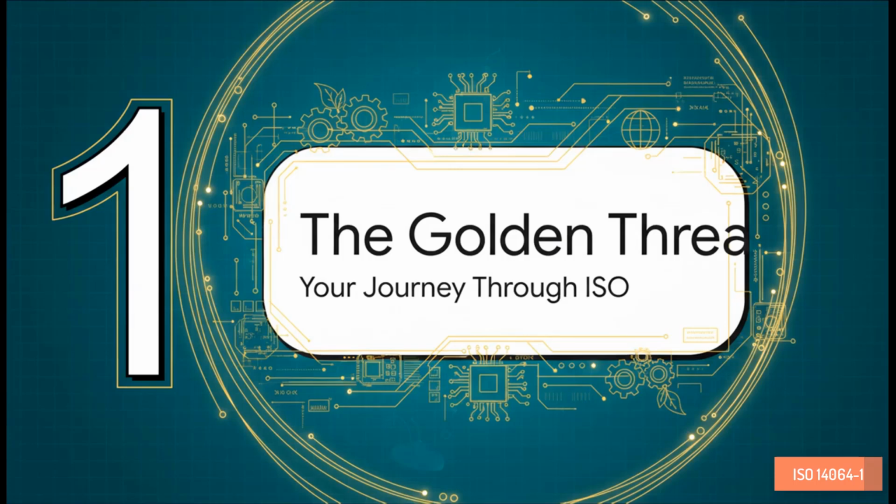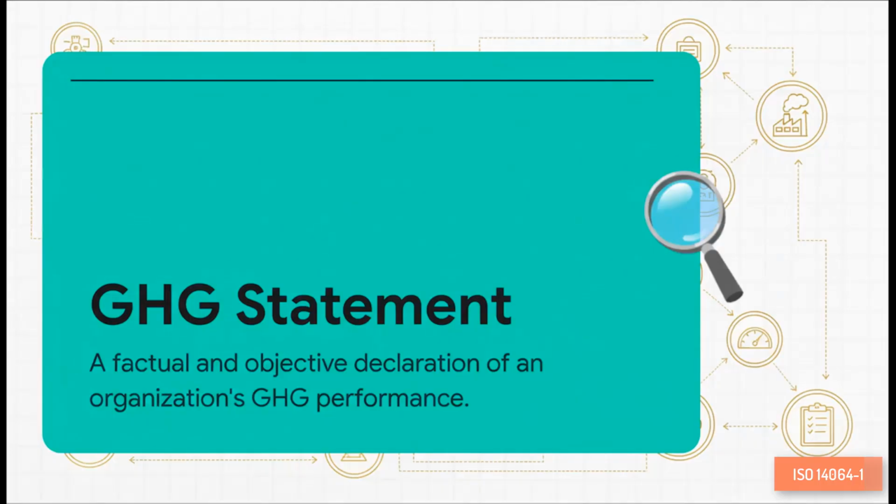Okay, first up, let's do a rapid-fire review. I like to call this the golden thread. It's that single idea that connects our whole journey, from the very first clause all the way to the last. Let's see how it all weaves together. Our journey kicked off with the absolute basics, the core vocabulary. Remember the GHG statement? It's that factual, objective declaration about a company's GHG performance, and it's the entire reason we even have a verification process.